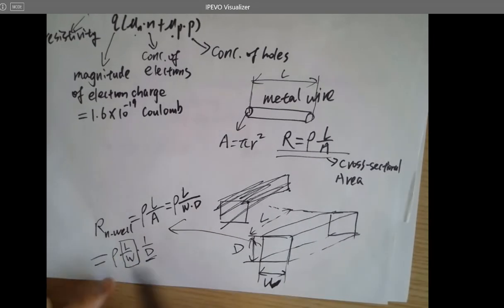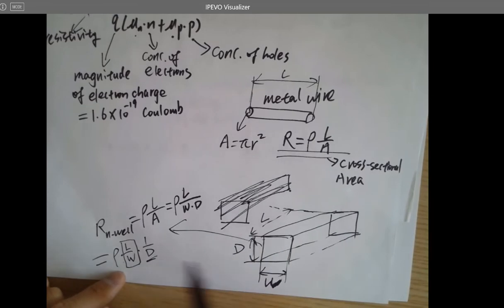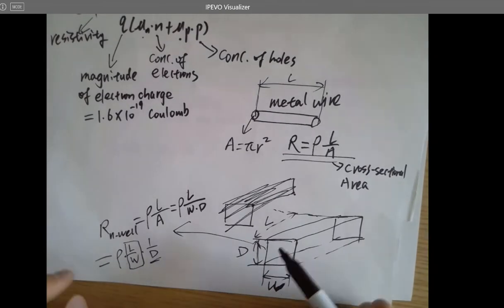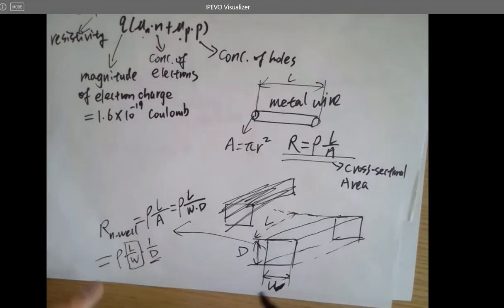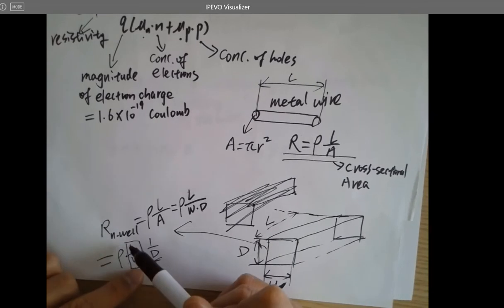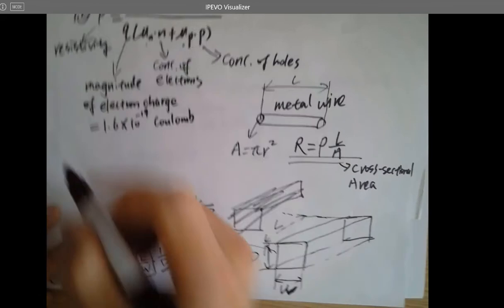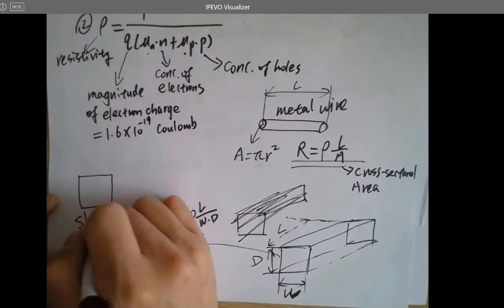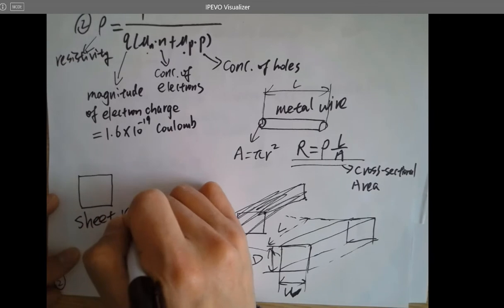Rho is not changing, it's the same material, and 1 over D is not changing because it's just one specific fabrication process. It's not being changed at all. So the only parameters here are L and W. If you keep L and W changing at the same rate, then you are not changing the resistance. That's why we have a concept called sheet resistance.